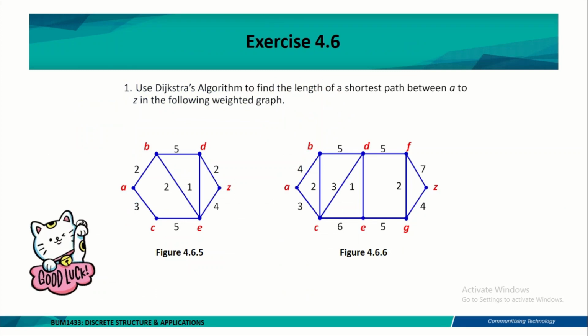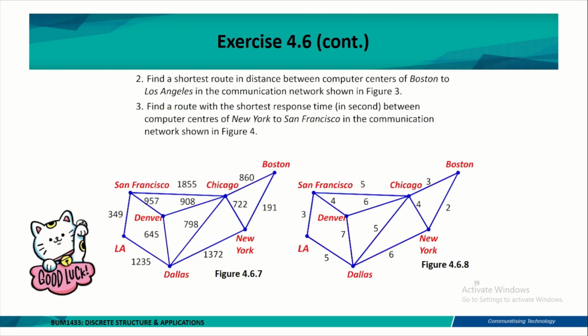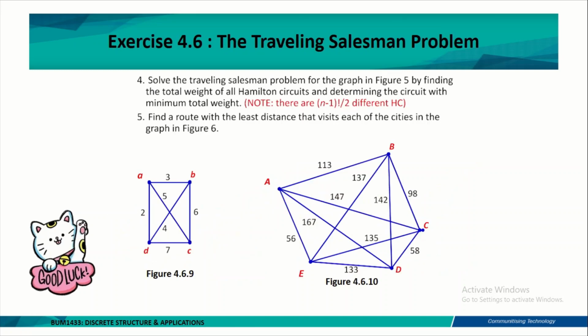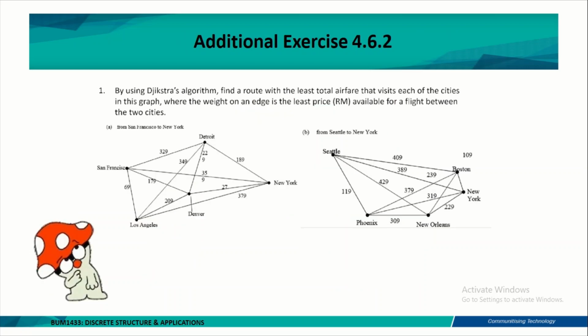So this is exercise 4.6 for you, and this is an exercise on the traveling salesman problem, so you need to try it out. This is the additional exercise for you.